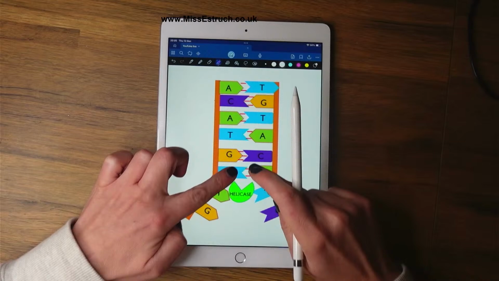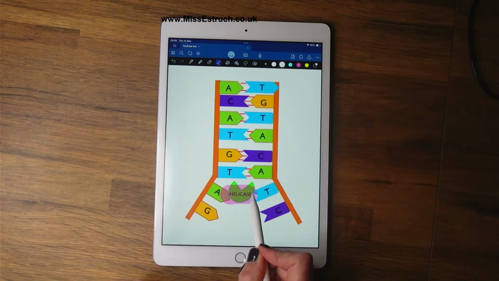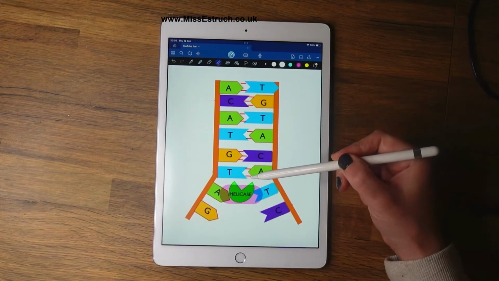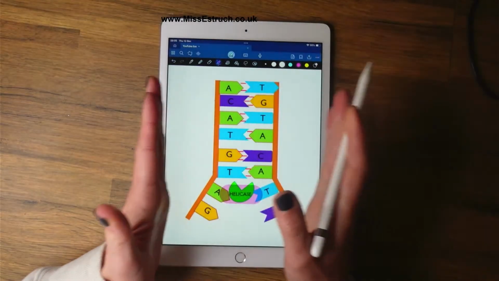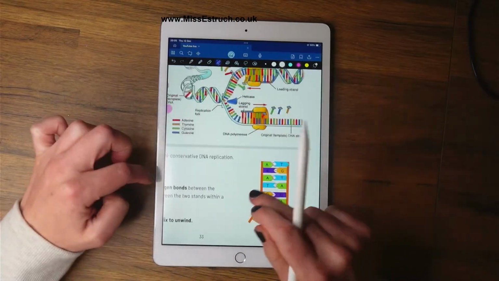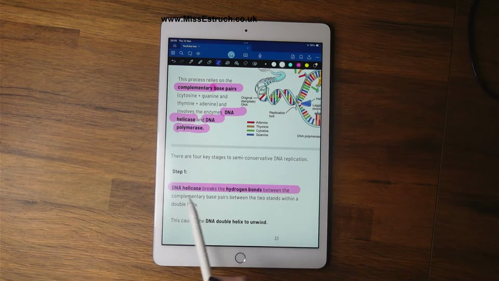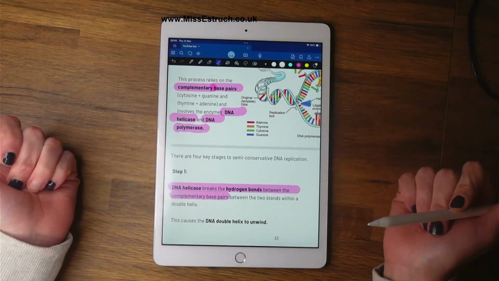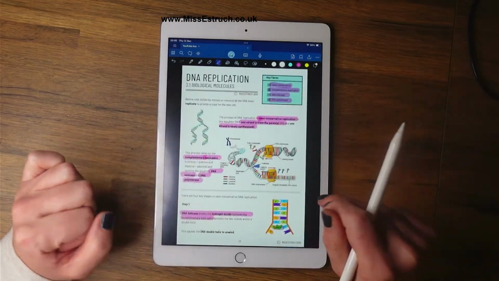The double strand of DNA, those hydrogen bonds are broken by the enzyme helicase. So that is the role of the enzyme helicase. It breaks the hydrogen bonds between these 2 strands and separates them. So that is the role of DNA helicase. Breaks the hydrogen bonds between the complementary base pairs. So you then get 2 separate strands which can both act as a template. That also causes the DNA double helix to unwind.